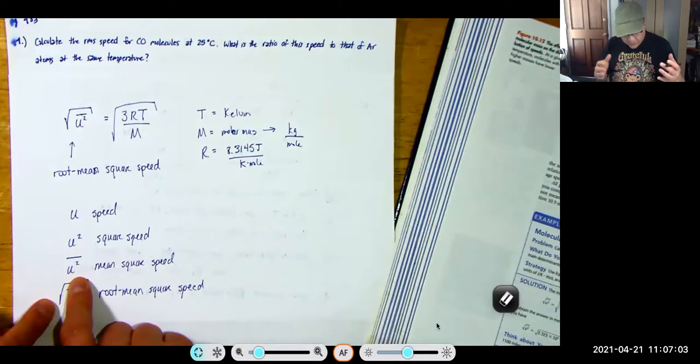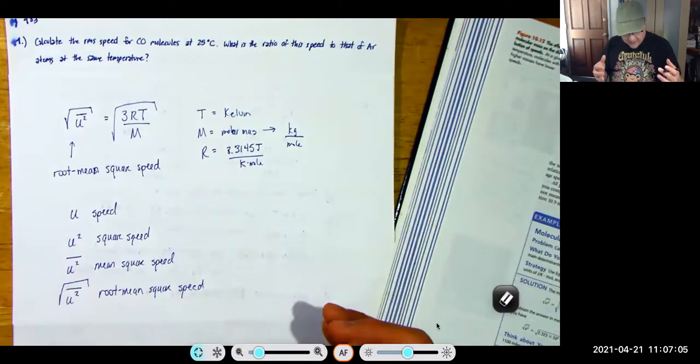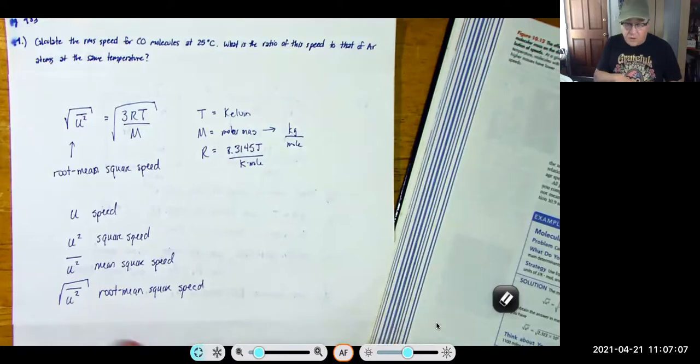And then when you average them and then take the square root of that, you've got basically the average speed. Yeah. Now, it's not the average speed, it's the root mean square speed. But I like to think of it as like the average speed.